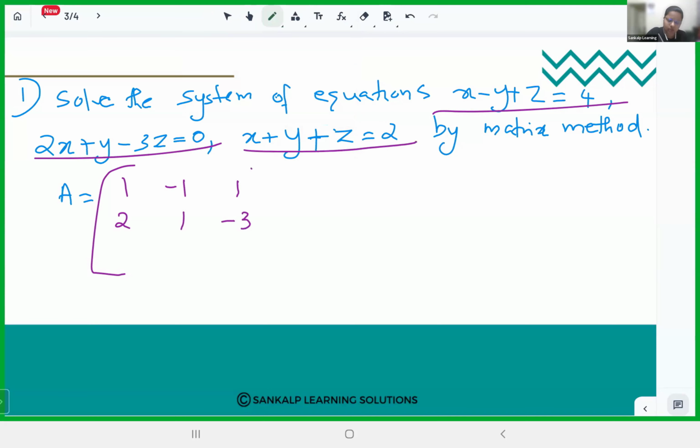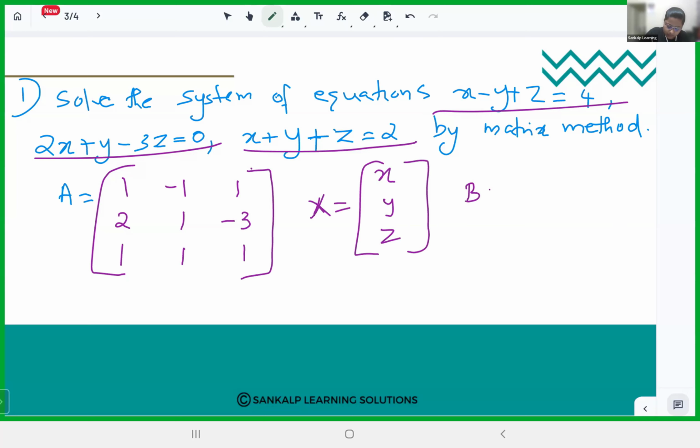Now, consider the third equation. x plus y plus z is equal to 2. So, coefficient of x is 1, coefficient of y is 1, and coefficient of z is also 1. So, this is our matrix A. And what about the matrix X? Matrix X is nothing but the system of unknowns, that is x, y, z. Okay, so this is the matrix X. And what is matrix B? Matrix B is the right side. That is 4, 0, 2, right? So 4, 0, 2 is matrix B.